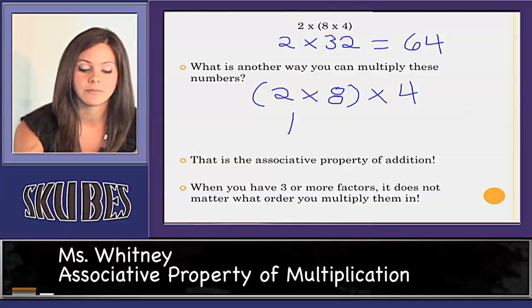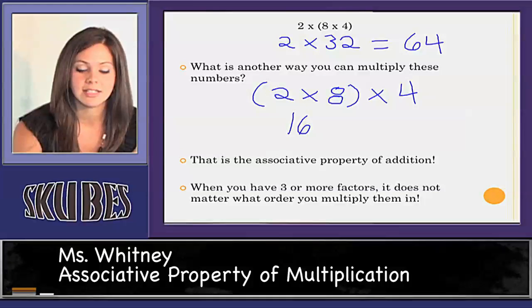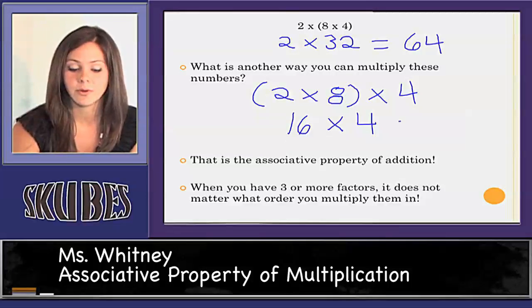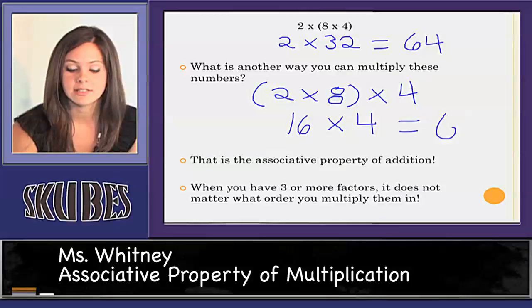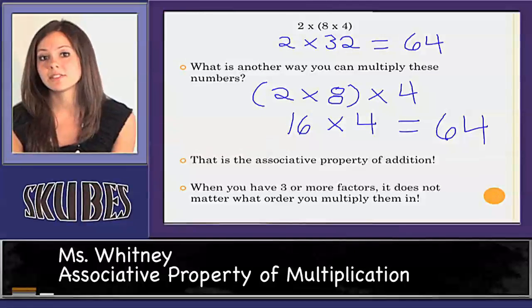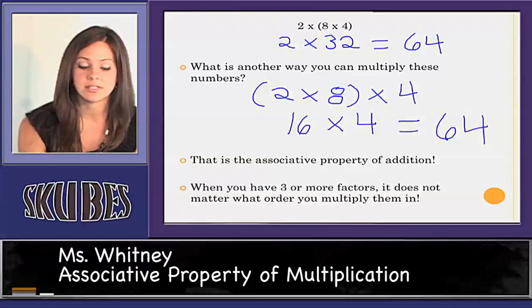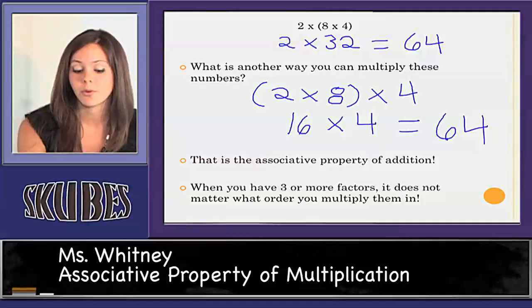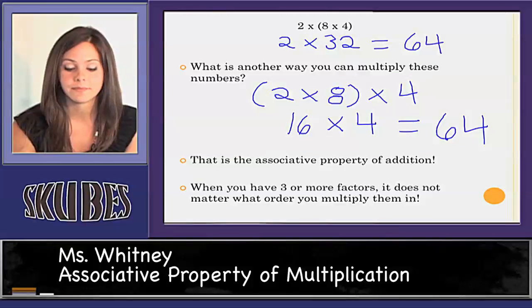They are inside the parentheses. 8 times 2 is 16 times 4. 16 times 4 equals 64. We got the same answer either way we multiplied the numbers. When you have 3 or more factors, it does not matter the order you multiply them in.